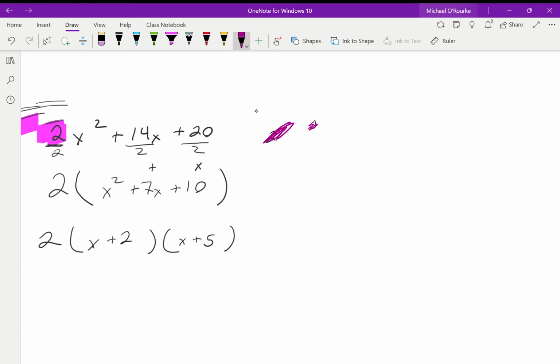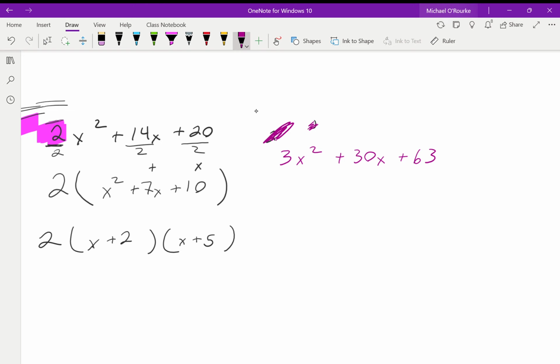Okay. So what if I have 3x squared plus 30x plus 63? We can't do this directly because there's a 3x. Now, for some people in the class, you can factor this. I've shown a couple of people how to factor with numbers in front. You can do it. But another strategy that I want you to work on today is dividing by the common factor.